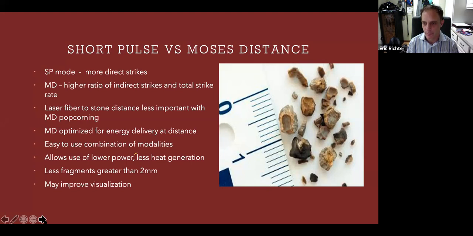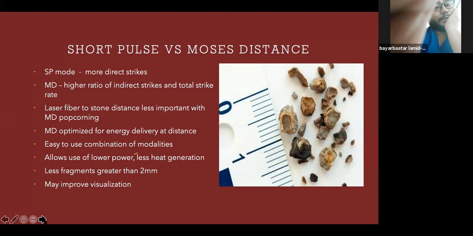Short pulse or Moses distancing, short pulse mode.